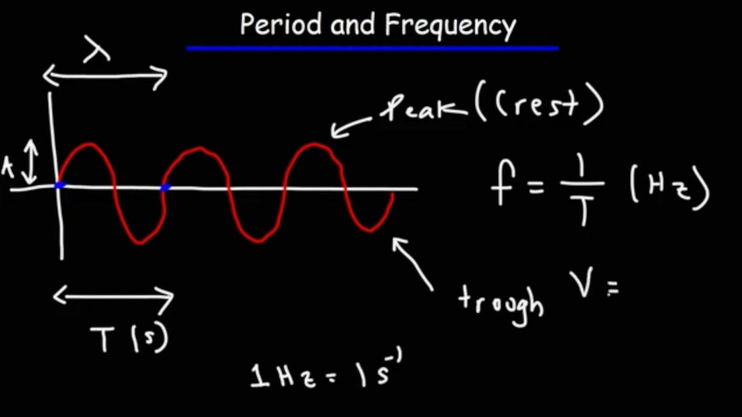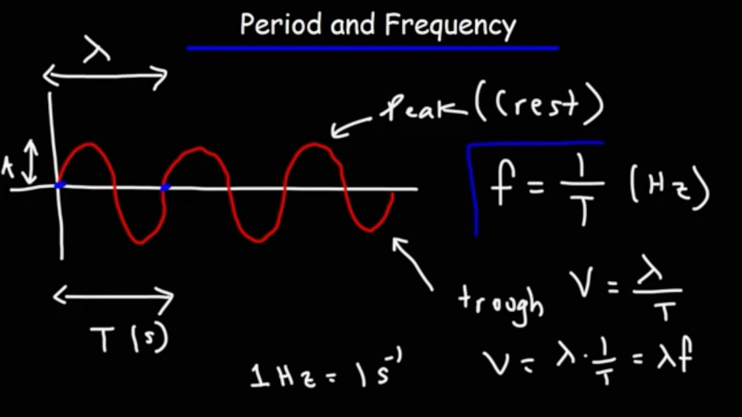Now the speed of the wave is basically the wavelength divided by the period. So you can see this as wavelength times 1/the period, and 1/the period is the frequency. So the velocity of the wave, or the speed of the wave, is the wavelength times the frequency. So these are two important equations that you want to remember. Frequency is 1/the period, and the wavelength times the frequency is equal to the velocity.